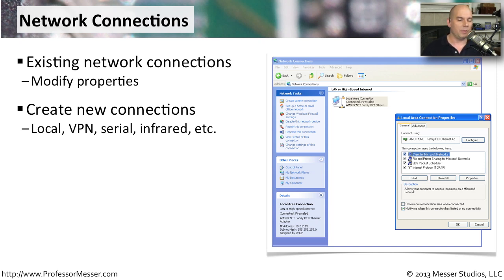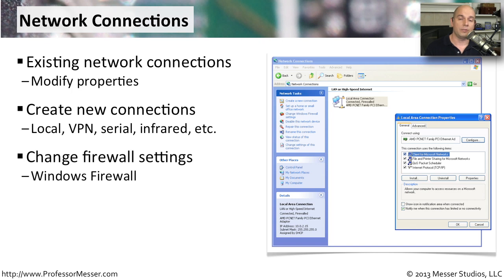You can also, from this view, define how the Windows firewall will be used for each of these individual network connections. That way you can define different configurations for a local Ethernet card versus a wireless adapter that you might use when you go to a coffee shop and using a public Wi-Fi network.